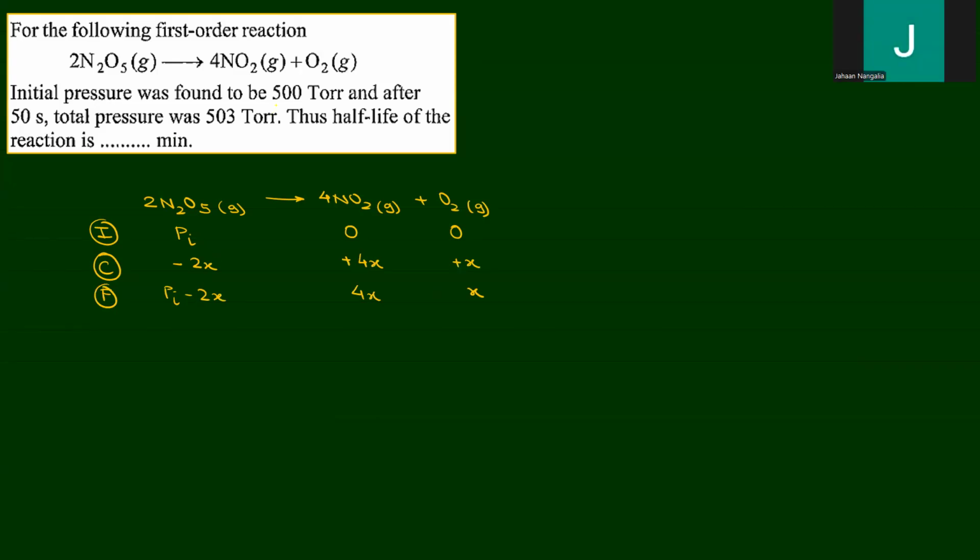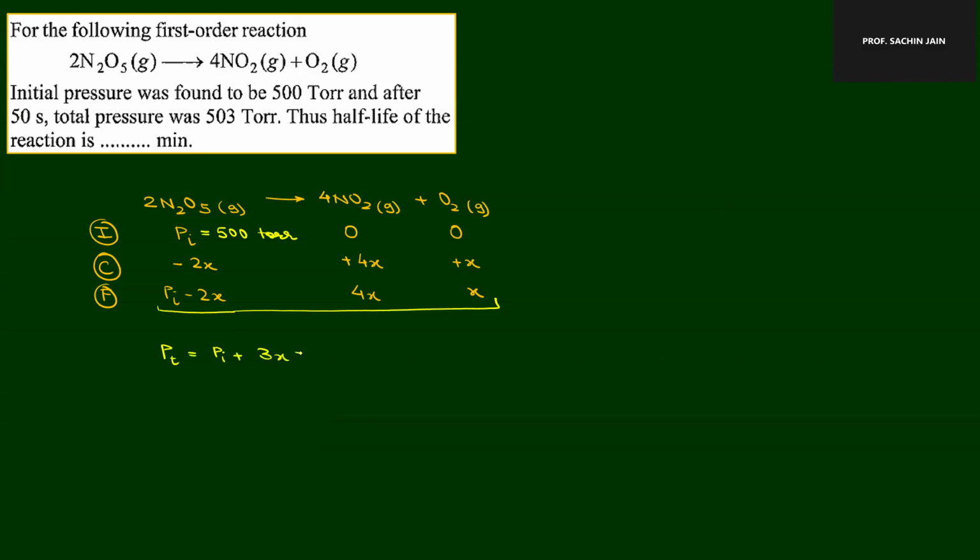Initial pressure 500. 500 किसका वैल्यू है रे? 500 is Pi. हाँ, मैंने वो पूछा, 500 किसका वैल्यू है? Pi का. ठीक है, अब after 50 seconds जो टोटल प्रेशर है वो ये है, Pi plus 3x is 503, जिसमें Pi तो हमें पता है, तो 3x will be equal to 3 and x will be equal to 1 torr. मतलब ये जो Pi minus 2x की वैल्यू है वो 498 torr हो जाएगा.